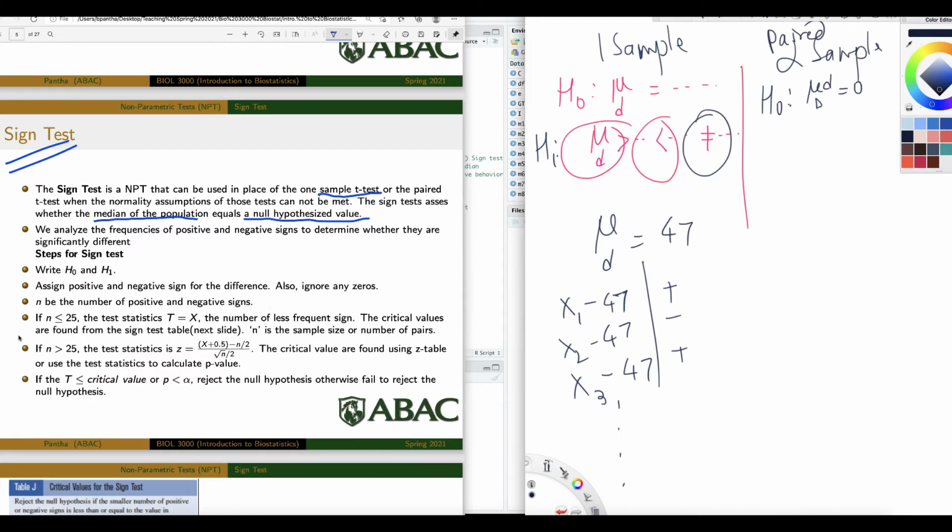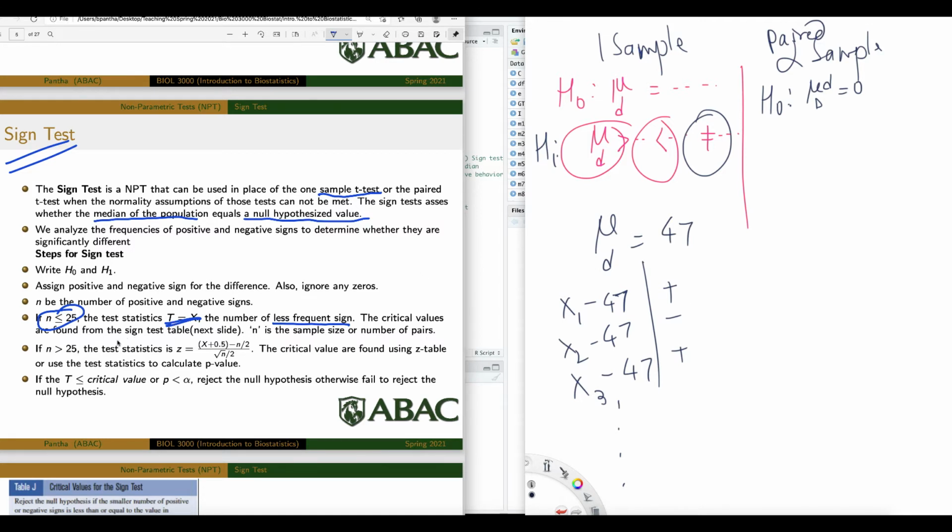Okay, so now if n is less than or equal to 25, the test statistic is t equals x, the number of the less frequent sign. What does that mean? If the total sample size is less than 25, then the test statistic is x. What is x? x is the less frequent sign. So if one sign is repeated more than the other, then the less repeated sign count is the value of x, which is the test statistic.